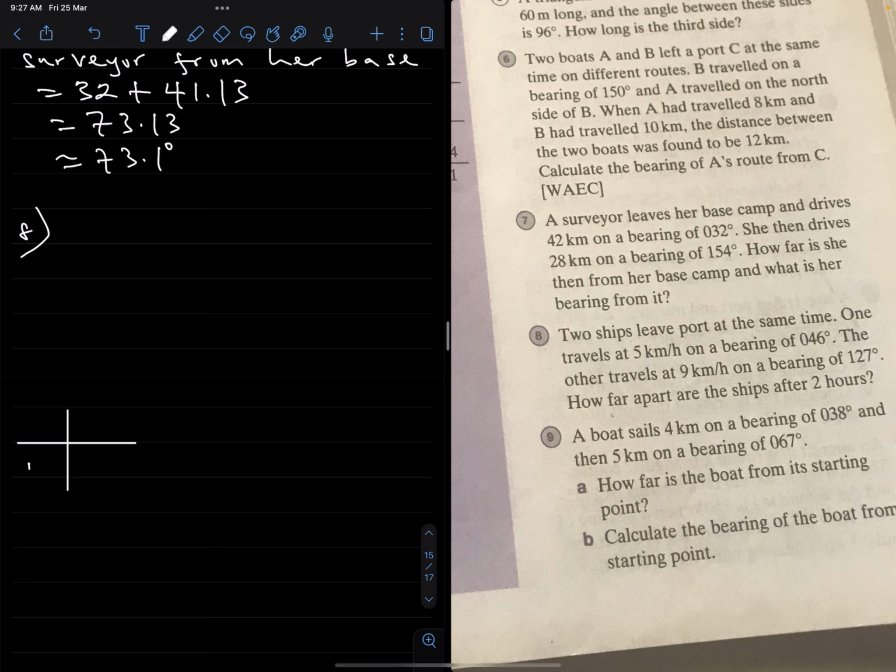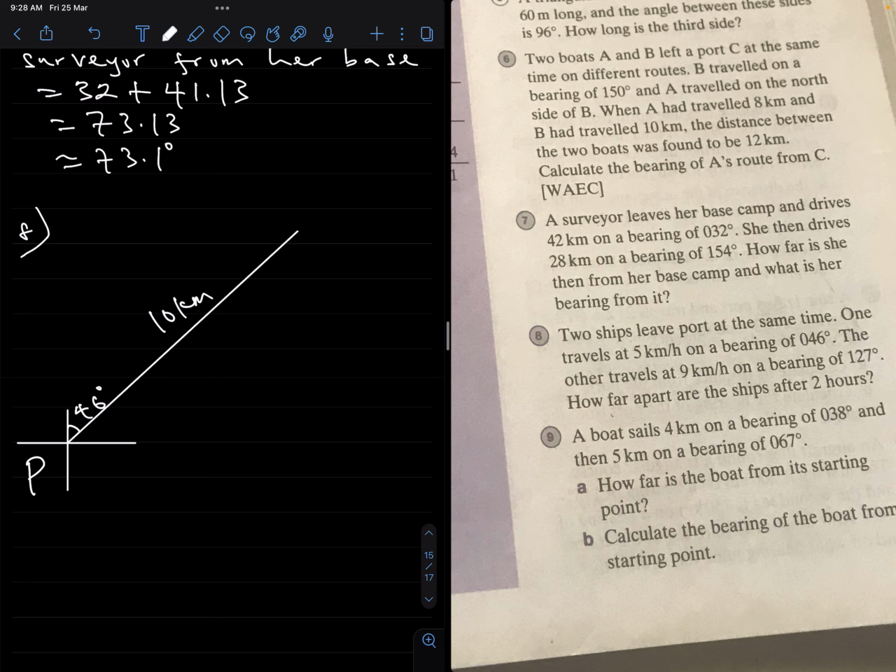Let me call the port they are traveling from P. Now the first one travels on the bearing of 046 degrees. Let's say this is 46, and the distance of that ship from P will be 10 kilometers, because it traveled 5 kilometers per hour. So in 2 hours, it would have traveled 10 kilometers, and its bearing from the port is 046 degrees.